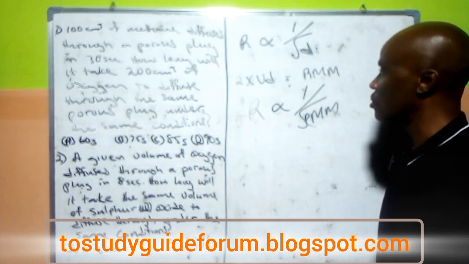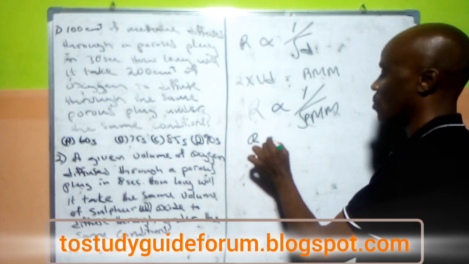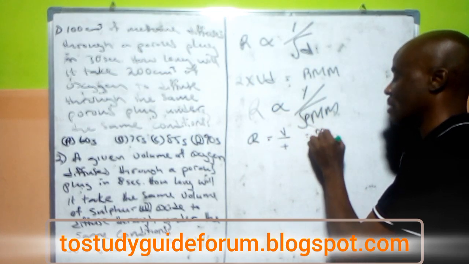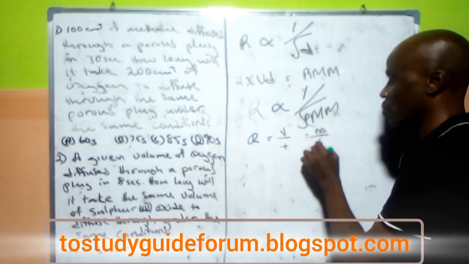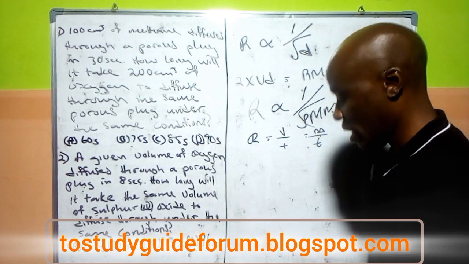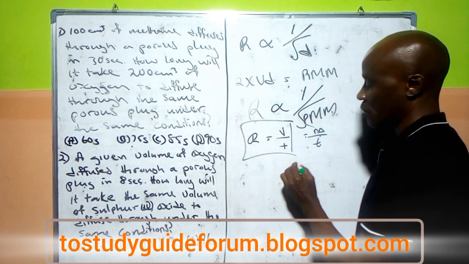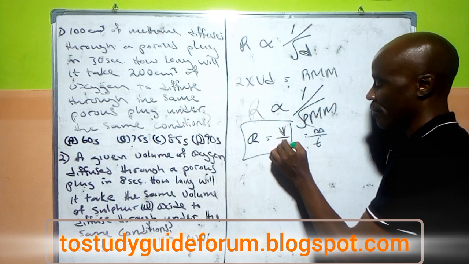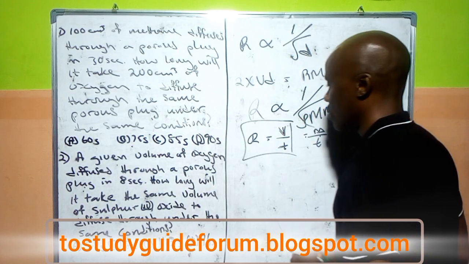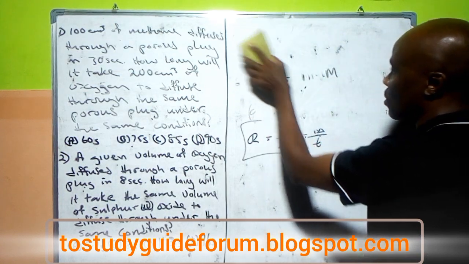Now, this is dealing with time. But for the rate of diffusion, we know that rate is equal to volume over time, or perhaps mass over time, as the case may be. Since we have seconds, there's another way we can get this done. Either we use this relation, volume over time equals rate, or alternatively we can go by the law, stating it in another way.